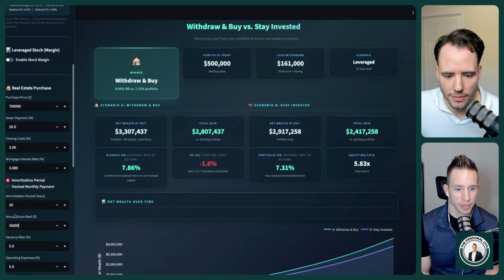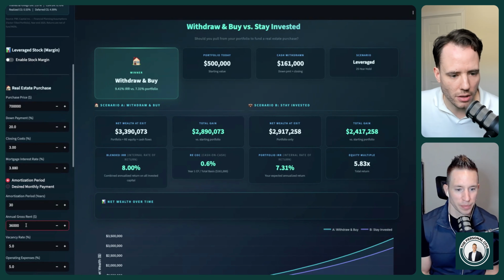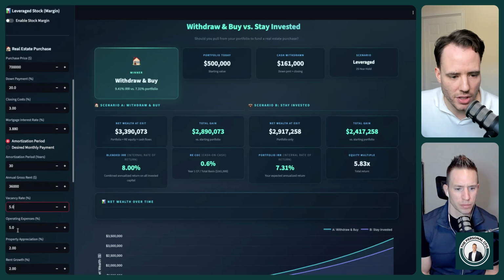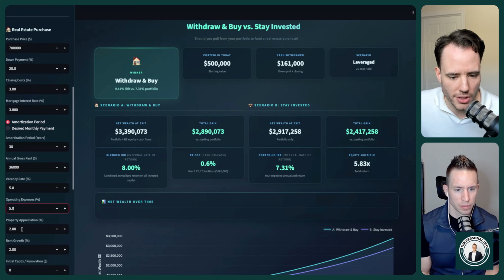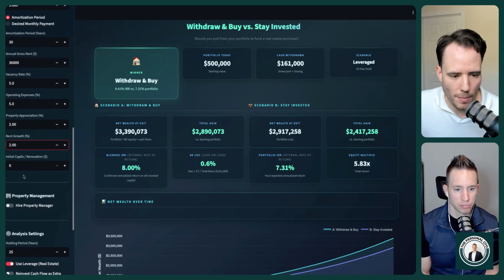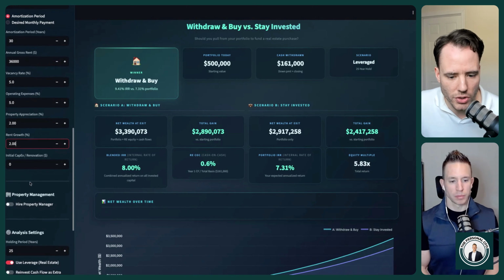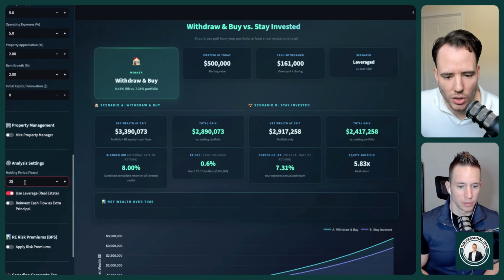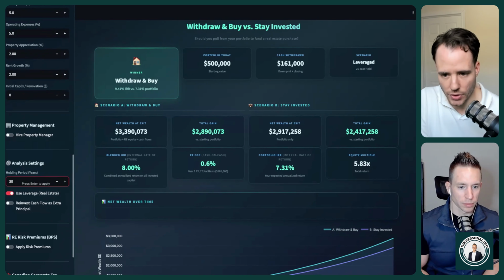Let's do 30 years. Let's assume the annual gross rent is about $36,000 or $3,000 a month. That might be a little bit high. Let's assume there's a 5% vacancy rate, 5% operating expenses, and property appreciation of 2%, and that you increase rent every year by 2%. Now, let's assume that you don't put any more money into the property from renovation or initial capital expenditures, and you're not hiring a property manager. Let's assume that you hold this property for 30 years as well.